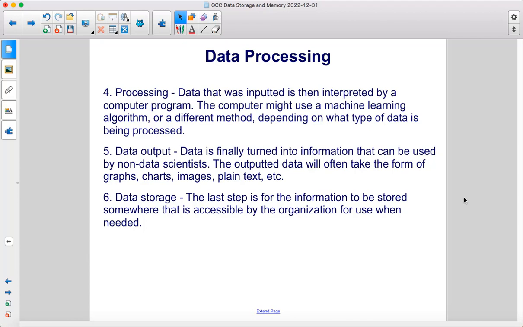The final stage is storage. The last step is for the information to be stored somewhere that it is accessible by the organization for use when needed.